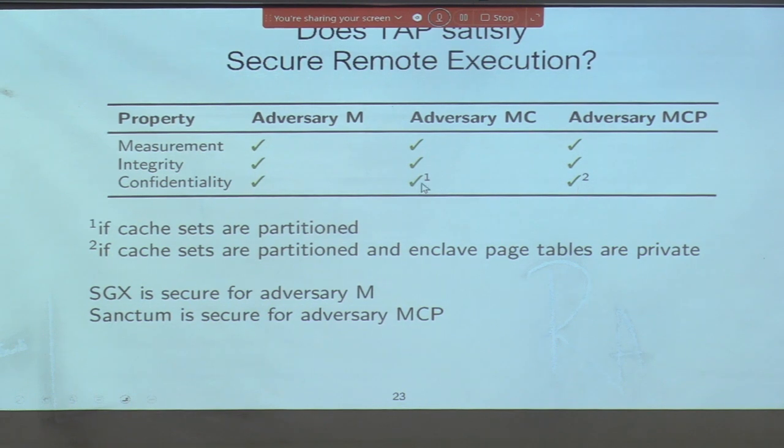And so what we ended up finding were issues that were actually known with SGX. SGX, I think version 1 at the time, was secure for an adversary that satisfies SRE, an adversary that can only observe memory regions, but not if the cache sets had sharing amongst processes, and similarly, not if the page tables could also be observed. Okay. Yeah.